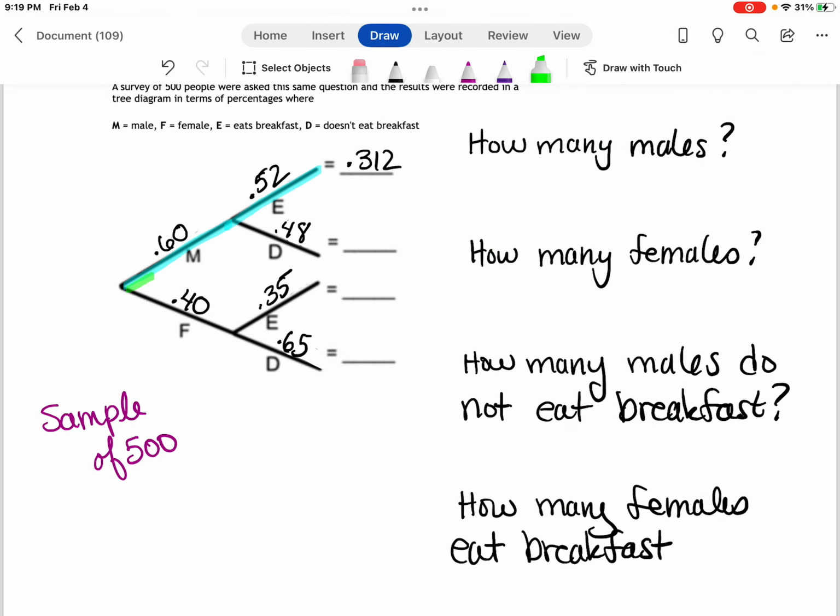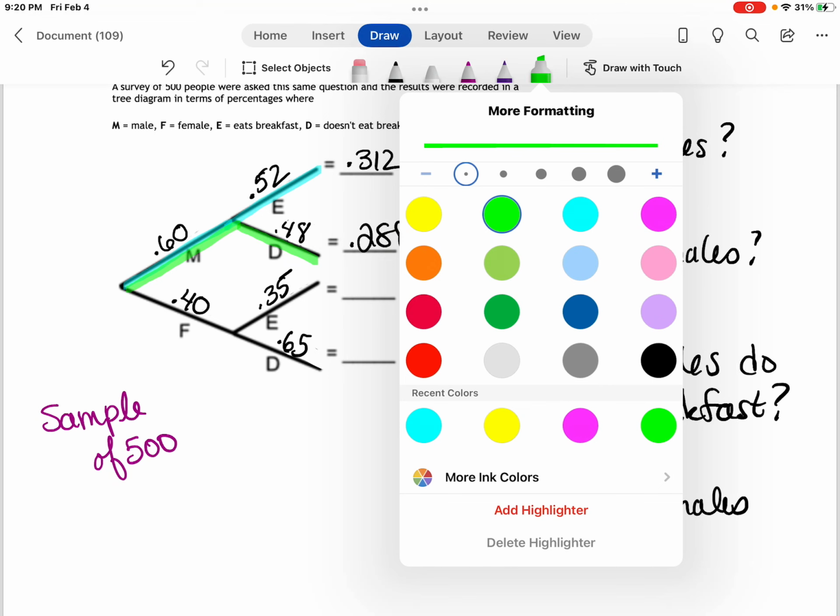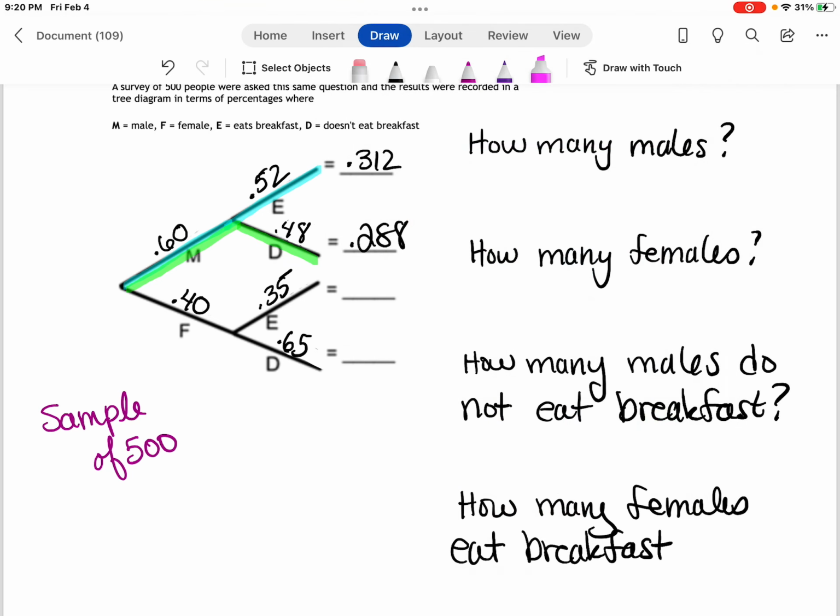Now, if we take a different path, if I go down the path that's male, and I find the males that don't eat breakfast, there's 60% males, and of those, 48% do not eat breakfast. When I take 0.6 times 0.48, that gives me 0.288. So the probability that you get a male that doesn't eat breakfast is 0.288. Picking another path.